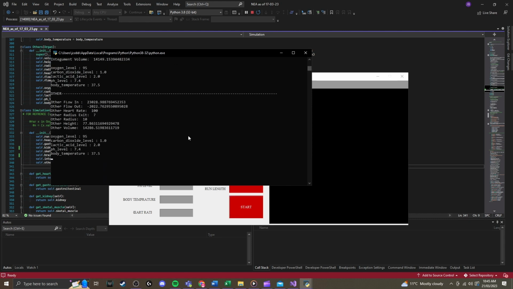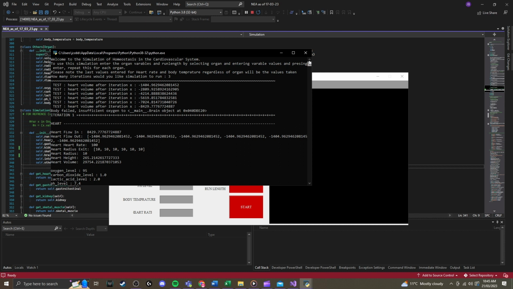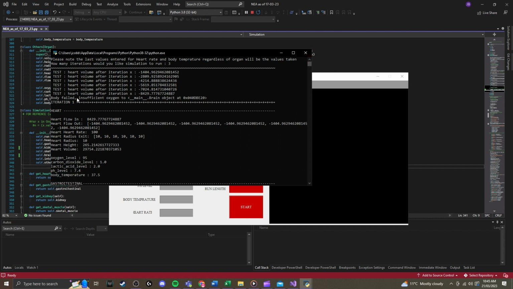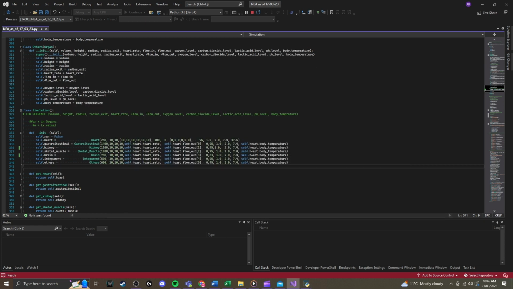It runs. We can see body failed, insufficient oxygen to the brain object. We can see that it comes up as the brain object, and then its storage. So that's some syntax that is going to need to be fixed, and that will work.